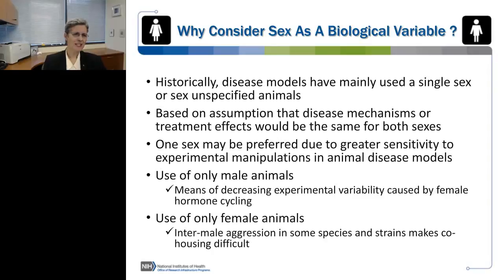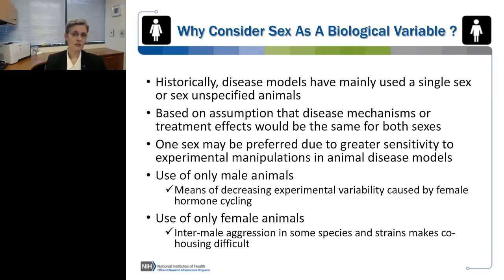Now, why do we need to consider sex as a biological variable? Historically, disease models have mainly used either a single sex or have not clarified what the sex of the animals in the study have been. These practices were based on the assumption that disease mechanisms or treatment effects would be the same for both sexes. Some of the reasons why a single sex might be used is that one sex may have a greater sensitivity to the experimental manipulations that are being done in specific animal disease models.